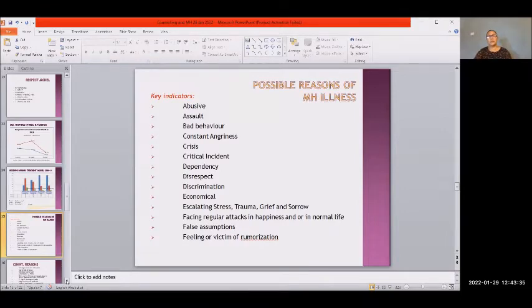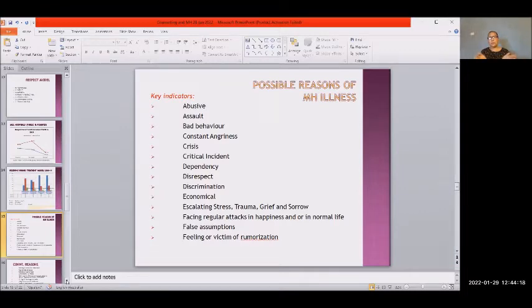Abuse. If the person is abusive or they face abuse, think about two ways: the person is abusive, or they face abuse. A person is abusive long term, or a person is facing abuse from someone else long term. Abuse, assault, bad behavior, constant aggressiveness, crisis. Crisis means any kind of health crisis, financial crisis, relationship crisis. Critical incident: someone got a critical incident, they lost part of their life and they couldn't recover themselves.